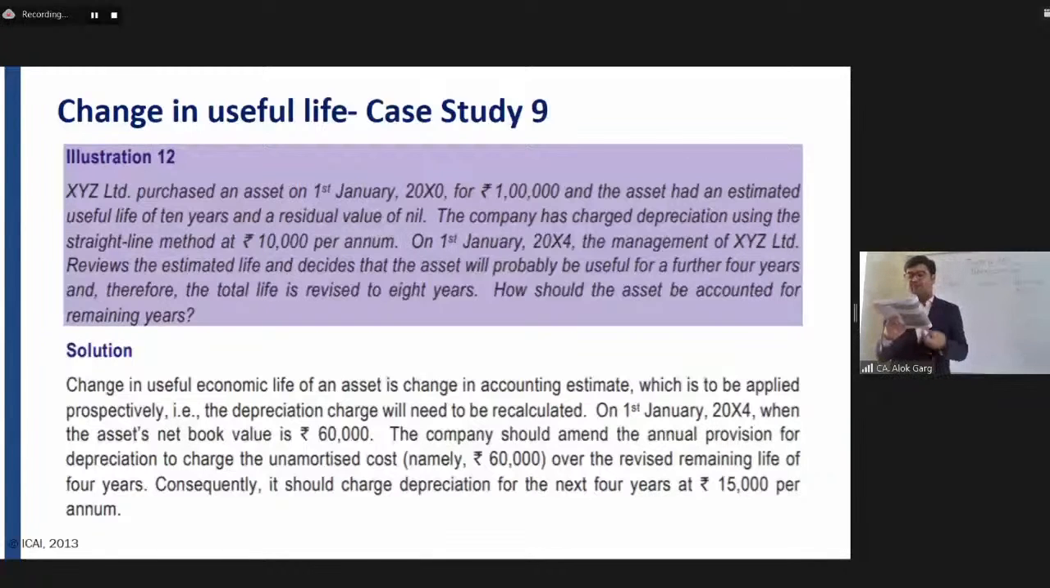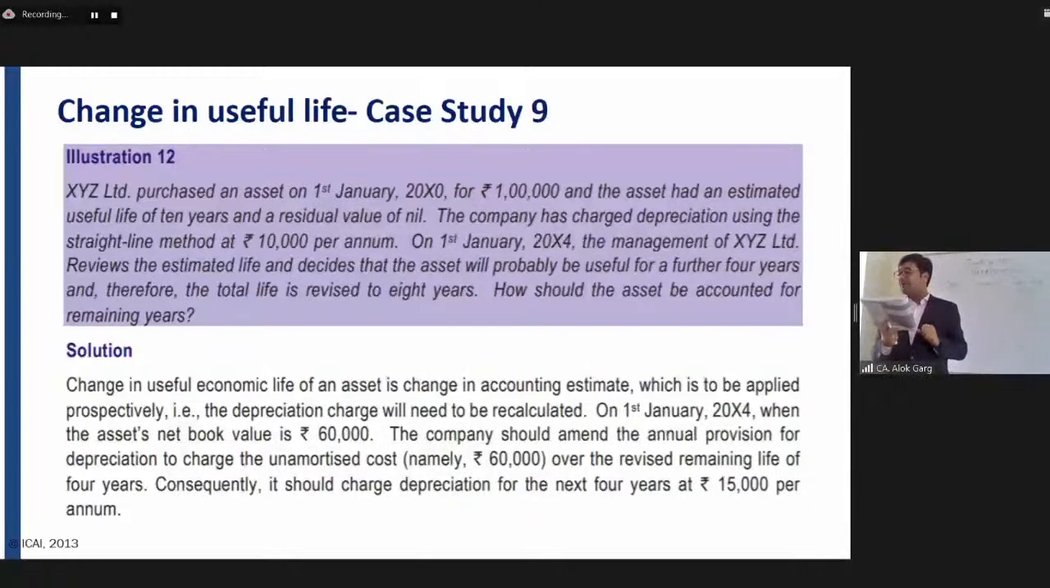On 1st January 2014, the management of XYZ Limited reviews the estimated life and decides that the asset will probably be useful for a further 4 years. So on 1st January 2014, it means after how many years? January 2010 to January 2014. So 31st December 2010, 31st December 2011, 31st December 2013, and 1st January 2014. So 3 years. After 3 years, the remaining life should be 7 years, but the management is estimating that the remaining life is left for only 4 years. And therefore the total life is revised to 8 years. 2010 to 2014, 4 years have elapsed and 4 years have been left, so total 8 years.